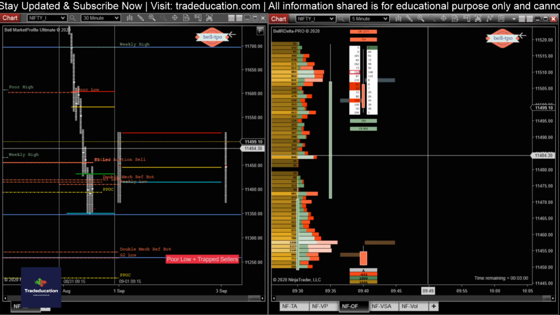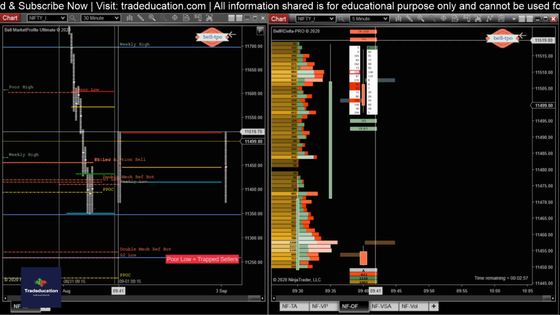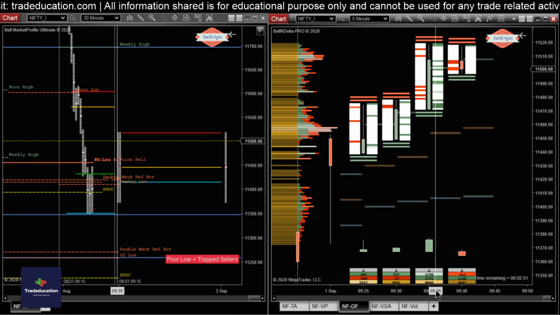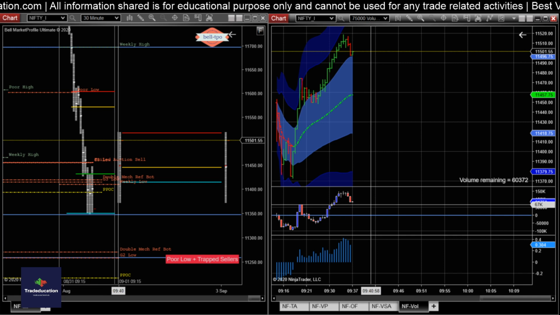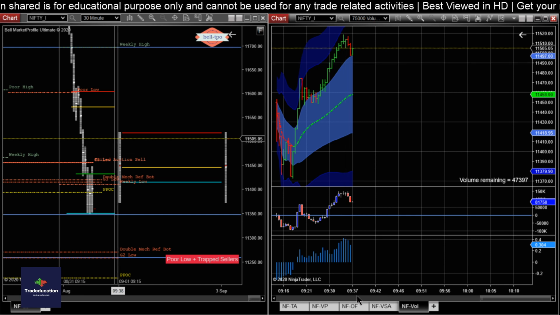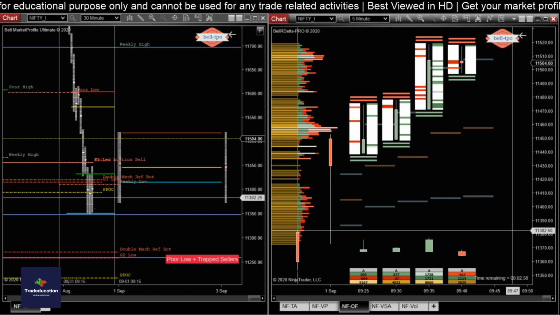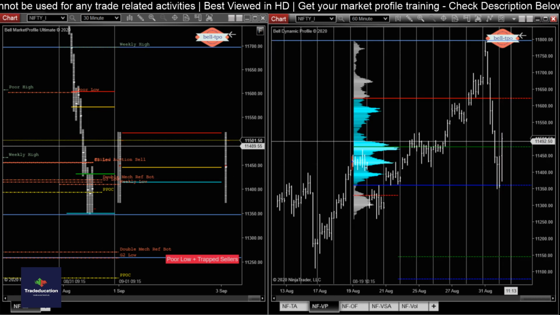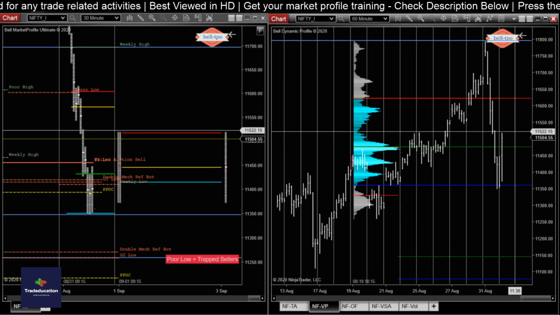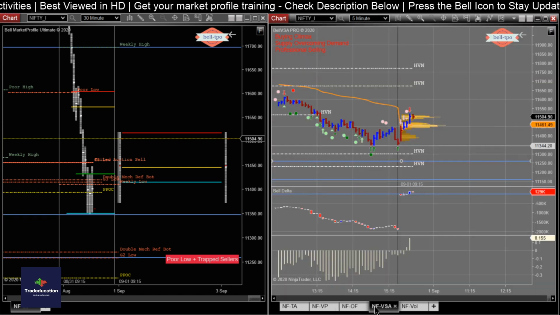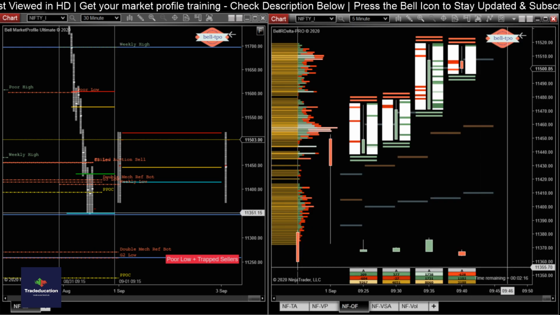So now sellers are stepping in. Look at the delta unwinding. So it's above one standard deviation. Yeah, it's already tagged the VPOC. So currently no clarity in terms of trade. Let the trade come to you, then only you can take the trade.